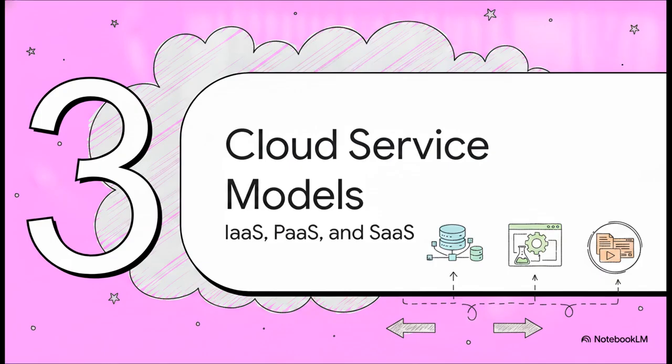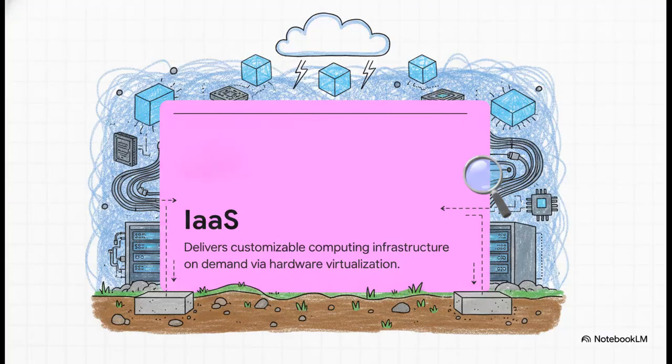All right, Section 3, Cloud Service Models. We're talking IaaS, PaaS, and SaaS. Let's start from the bottom with Infrastructure as a Service, or IaaS. Think of IaaS as renting raw land and foundations. It delivers customizable computing infrastructure, stuff like virtual machines, storage, and networks, totally on demand.